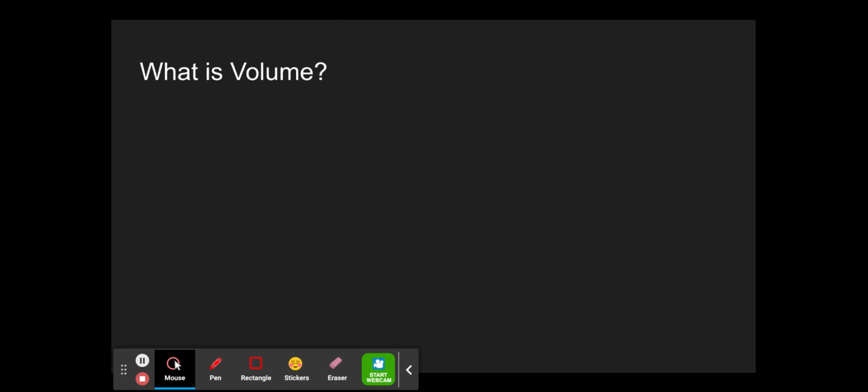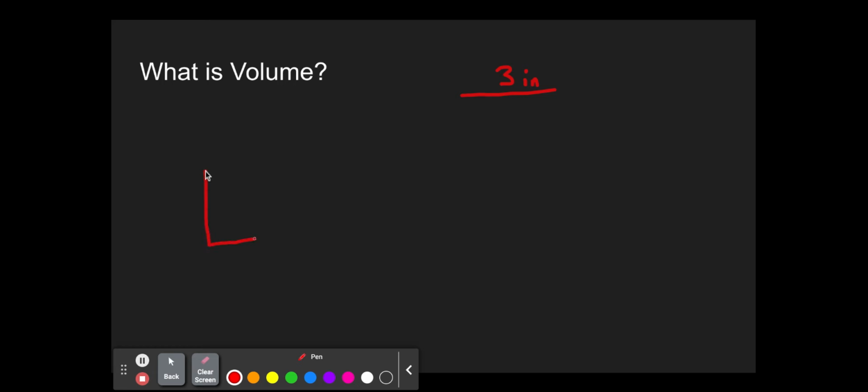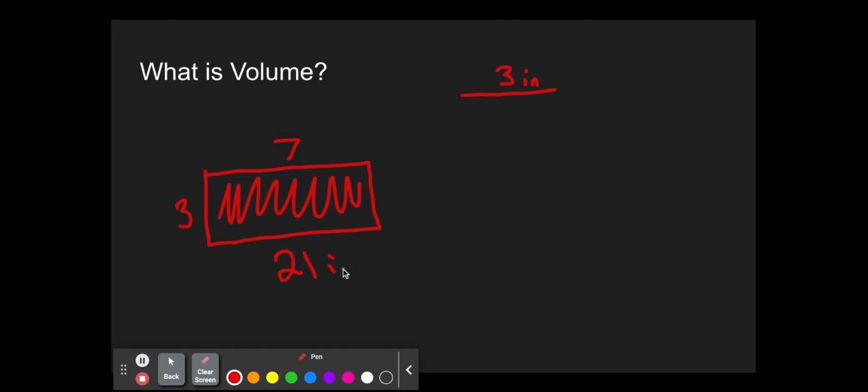Well, now we're measuring stuff in the third dimension, right? So you would measure a straight line and say, that's 3 inches. But once we suddenly have a rectangle going over here, it's 3 by 7, you'd say, well, length times width, the space in here is 21 inches squared.